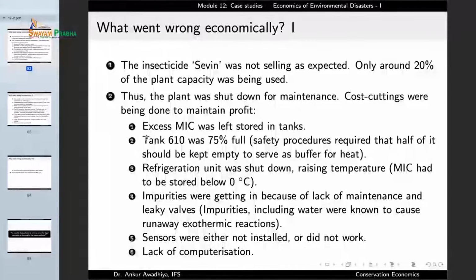Cost cutting such as the excess methyl isocyanate gas. Now, methyl isocyanate was the gas that got released on that particular day. Now, this is such a toxic gas that it is never stored in the company.